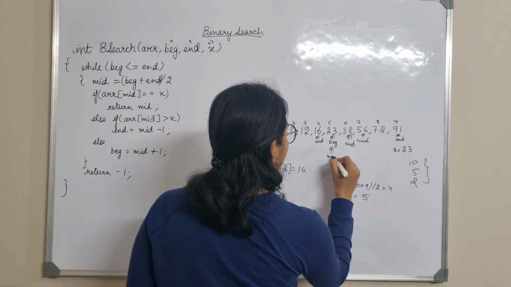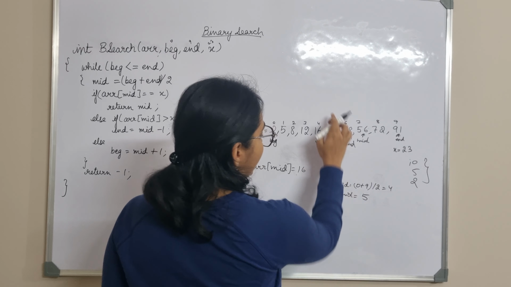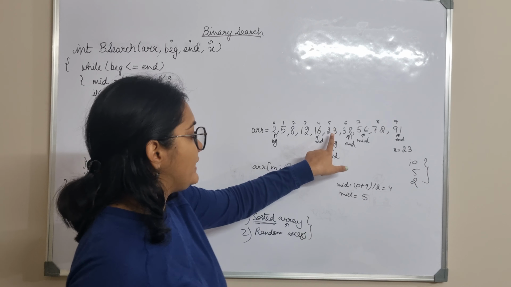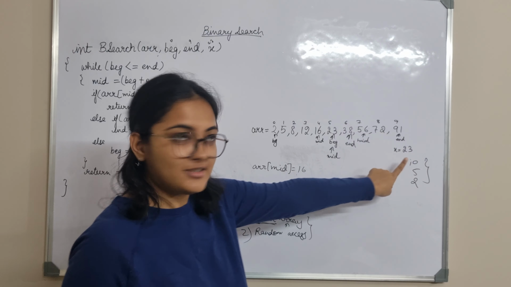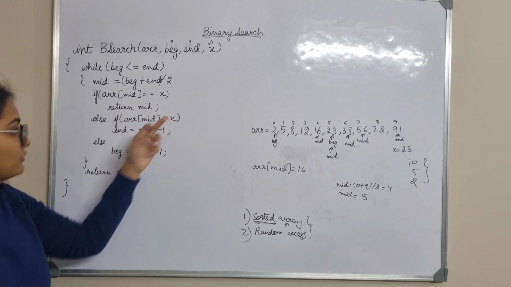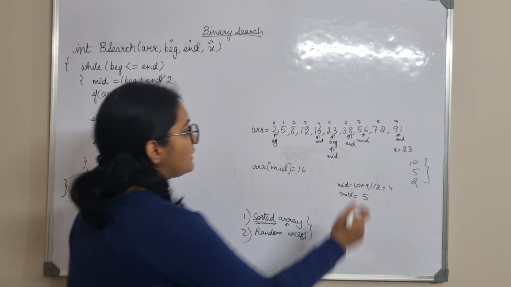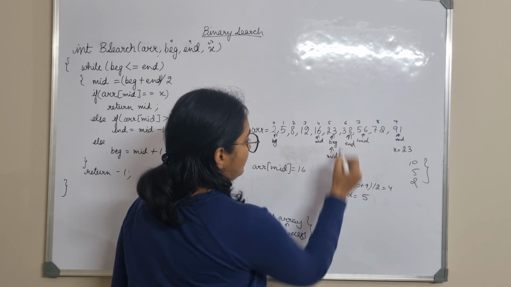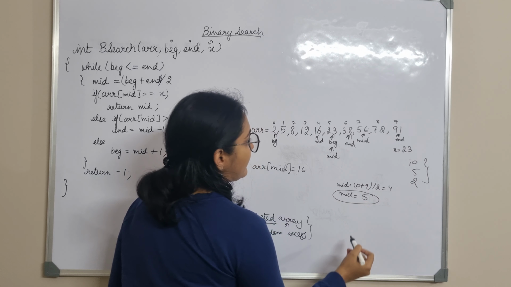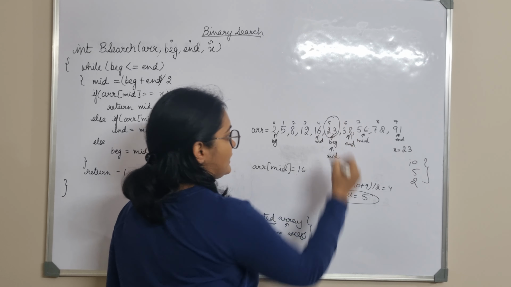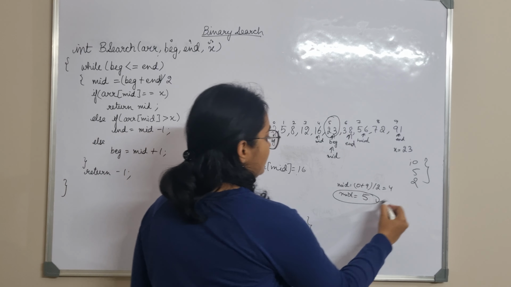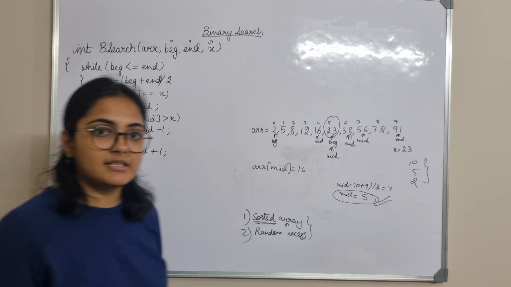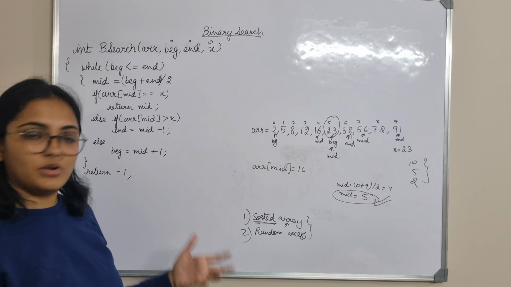Now mid is equal to 5, and if array of mid is equal to x, now this is mid. Array of mid, what is this? 23. Now 23 is equal to 23. This is true. Return mid. This mid is 5. Now 5 will be returned. So 23 is present at index 5. So our algorithm ends there. So this is how the search works.